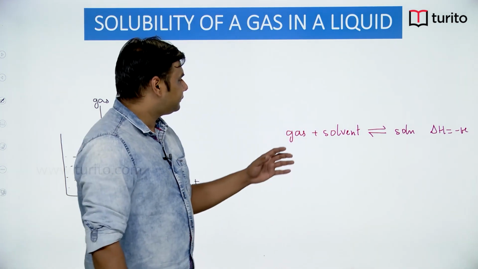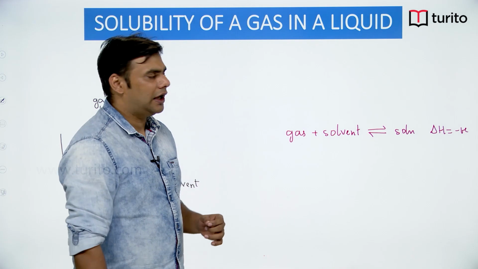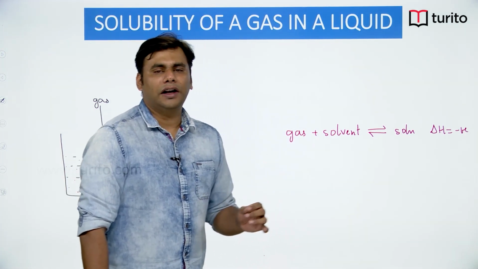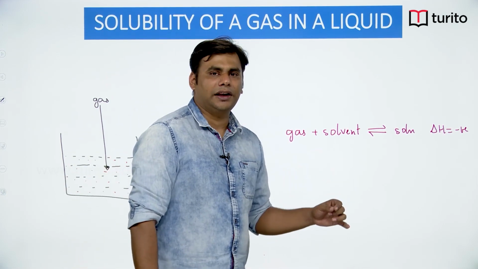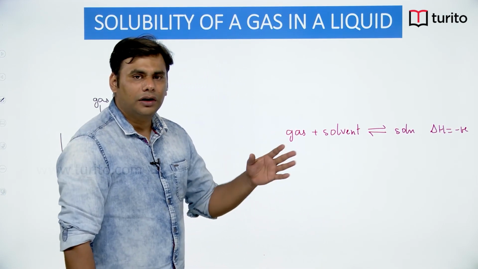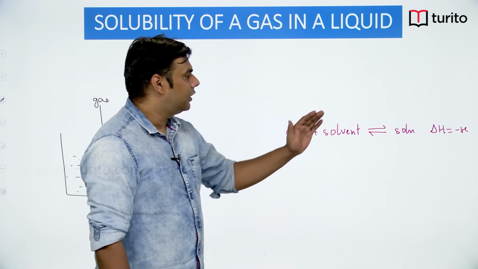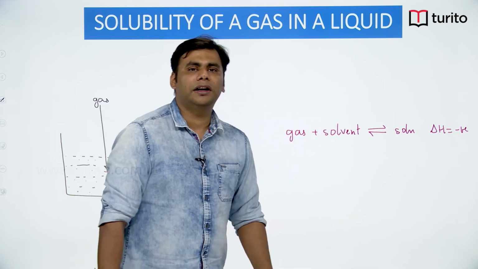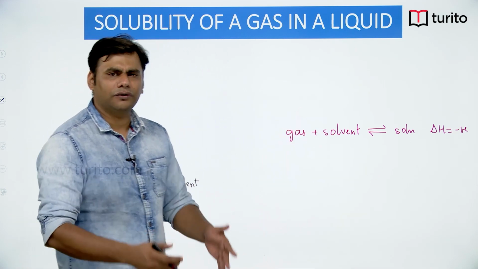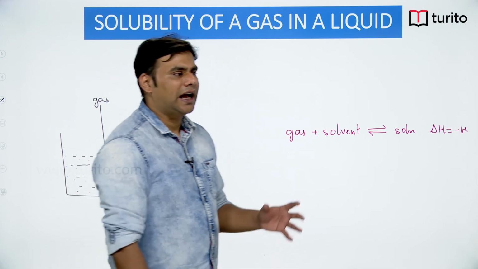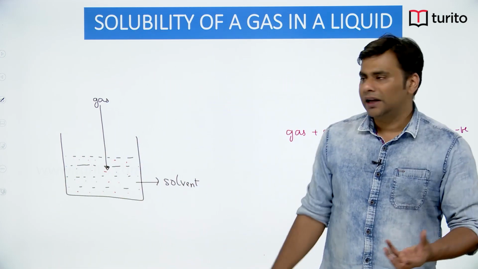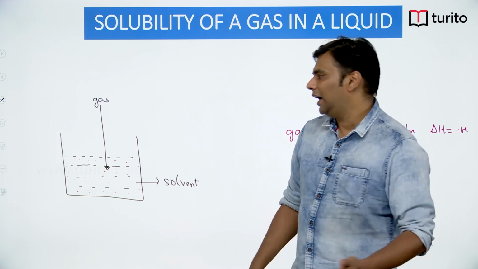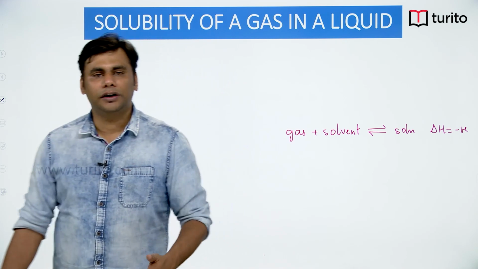Now if this is an exothermic process, according to Le Chatelier's principle, whenever we decrease the temperature for an exothermic reaction, the reaction would move in the forward direction. So for this process, if you are decreasing the temperature, more and more gas would dissolve in the solvent. This is also very logical. If you decrease the temperature, the kinetic energy of the gas molecule would decrease and it can easily sit inside the liquid. So more and more gas would be dissolved in the liquid solvent.